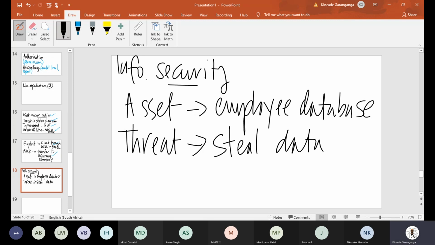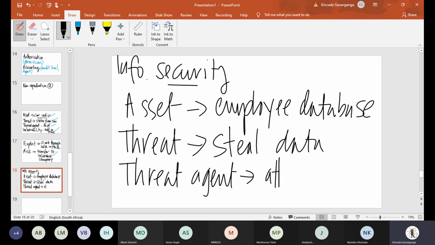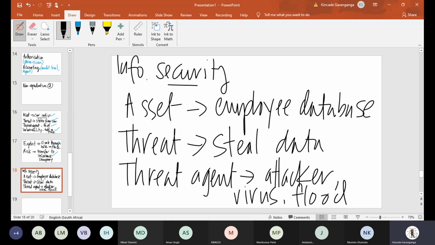And then when we're looking at what the threat agent would be, right? This could be an actual attacker, right? Or your hackers. You can also discuss a virus or malware. You can also even discuss a natural issue, which could be a flood, right? That's a typical example of what the threat agent would be as far as information security would go.